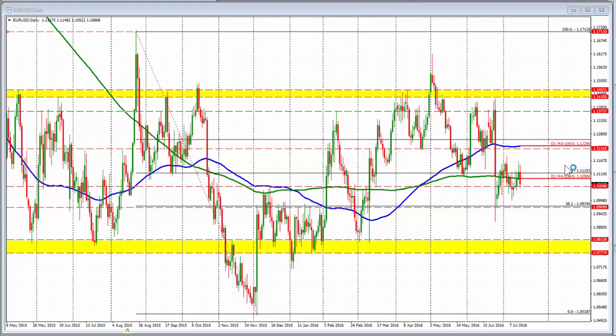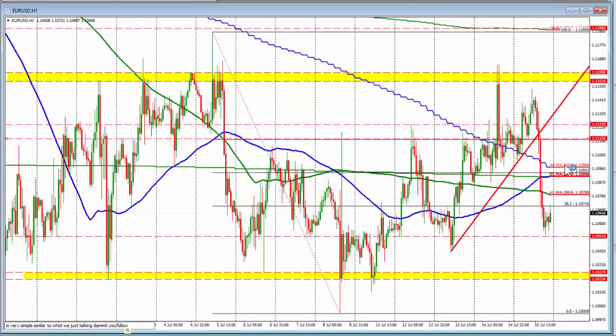Now I want to go to a different chart here, the hourly chart, and I'm going to put a horizontal line across at the 111.15 level. That's right here. Remember that level from our daily chart. And we can see that in trading today on this hourly chart, the market came down to that 111.15 level, moved higher, and then we broke through that level and moved lower.